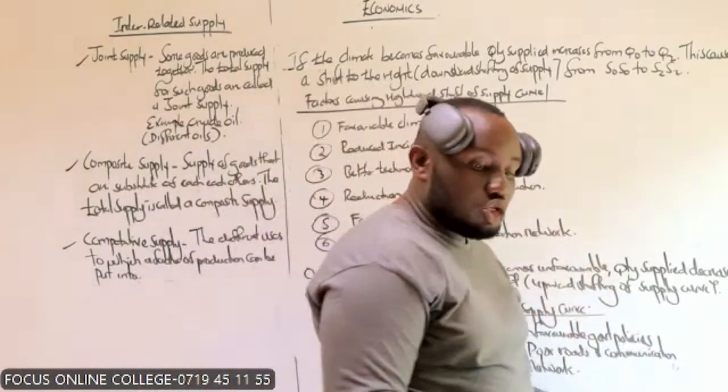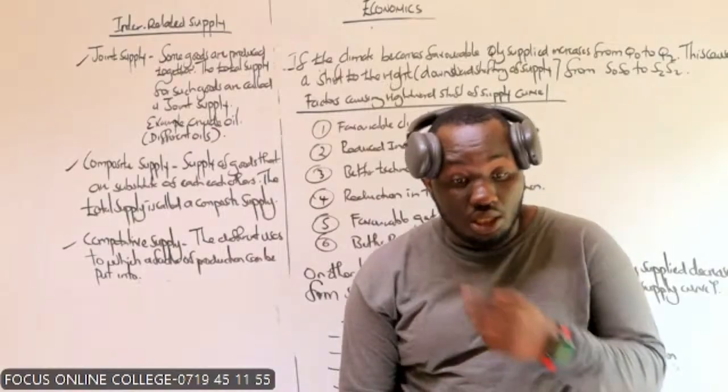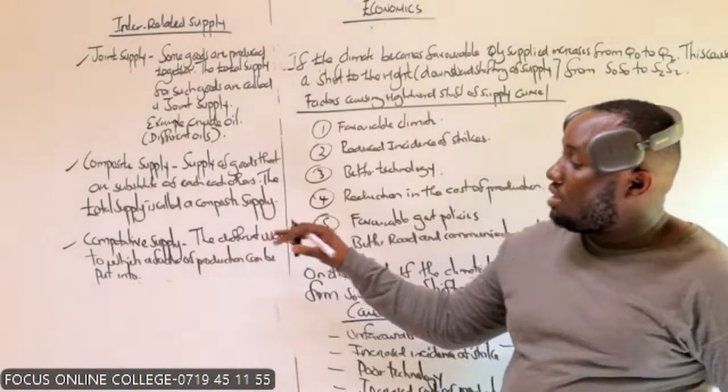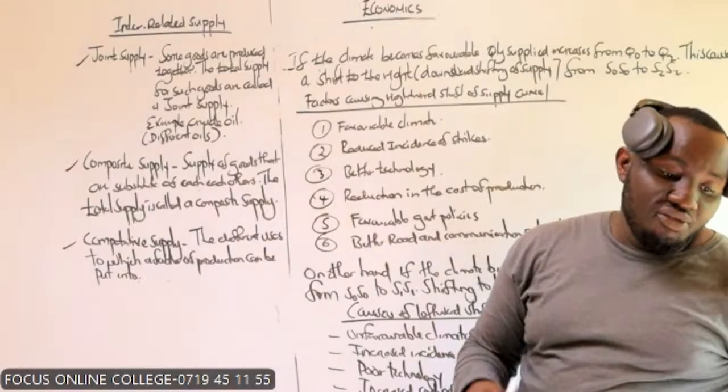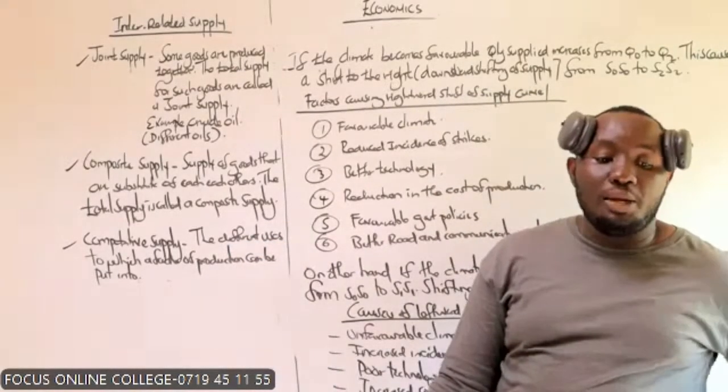Whenever we talk about factors of production, we have labor, capital, entrepreneurship, and land. So when you say the different uses to which a factor of production can be put, that is what's called a competitive supply.